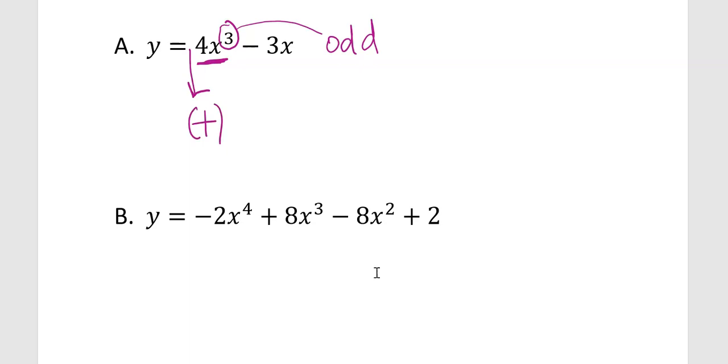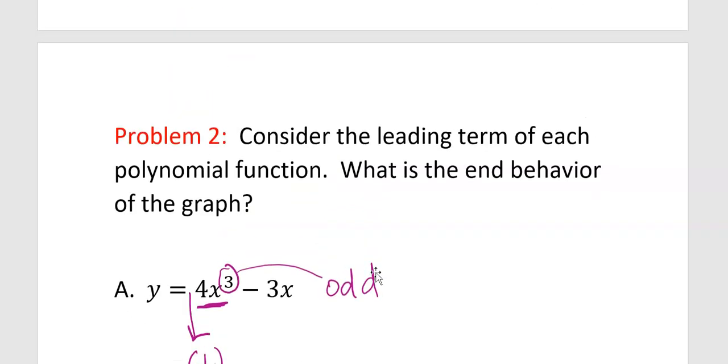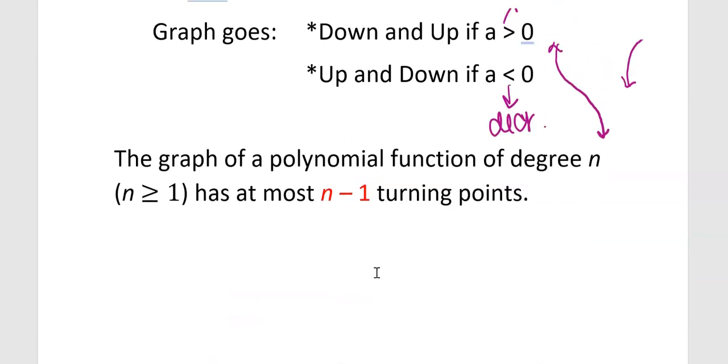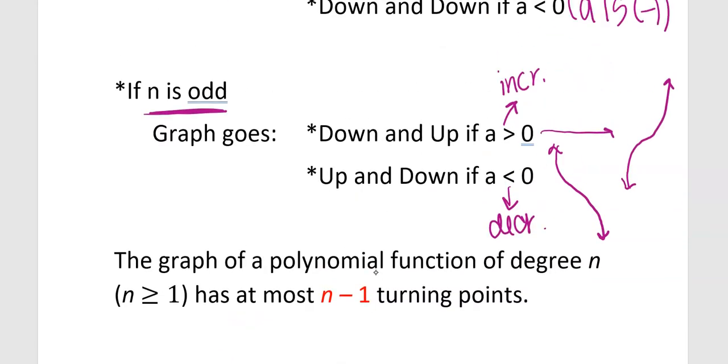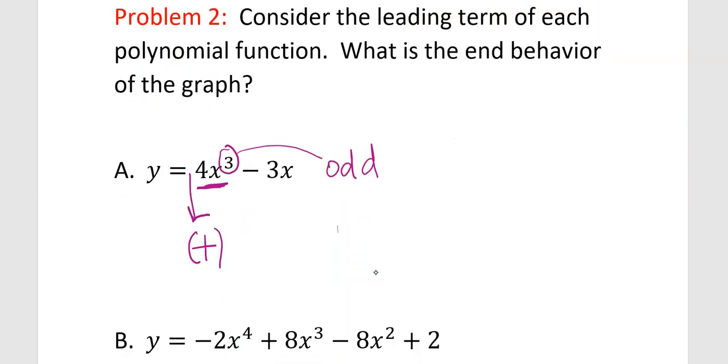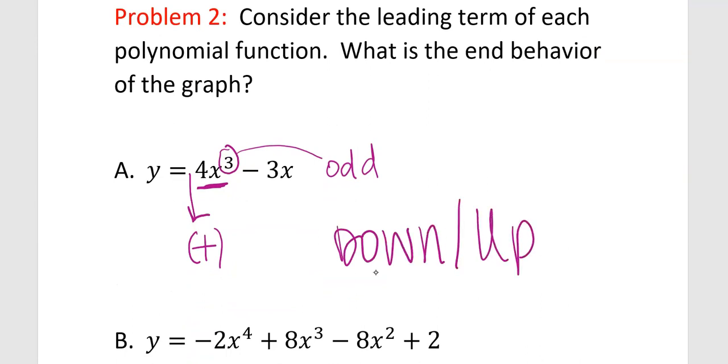So not the first group of things you wrote, it's the second one. So I'm going to go back so you can see it. We have odd and positive. So you go back and you look, it's odd, and the first one is positive, so it's down, up. And that's all you have to write, is down, up. Which means down on the left side, up on the right side.